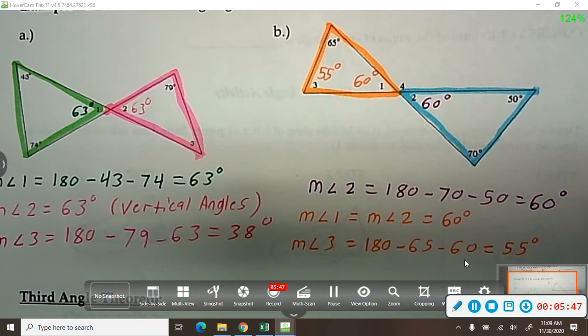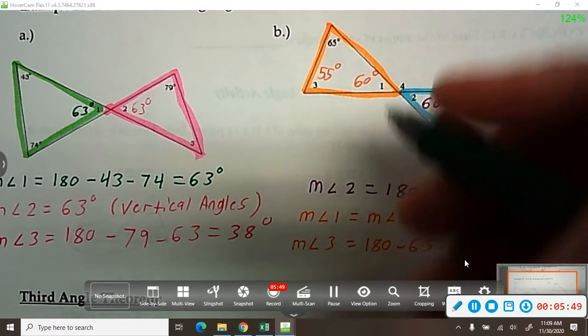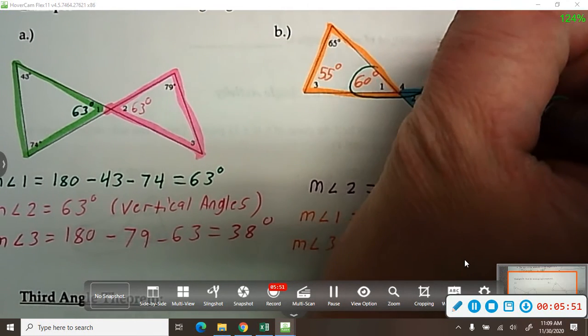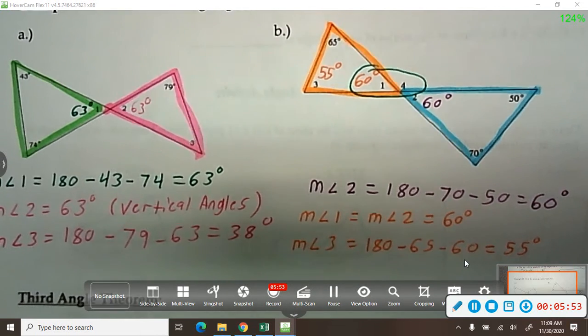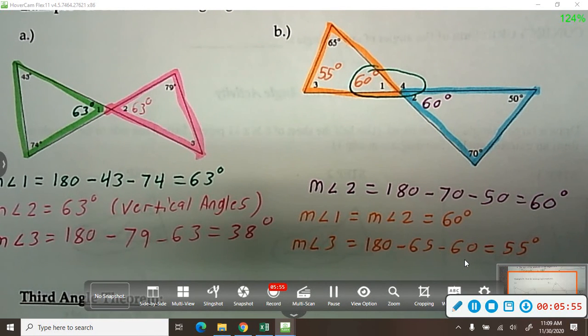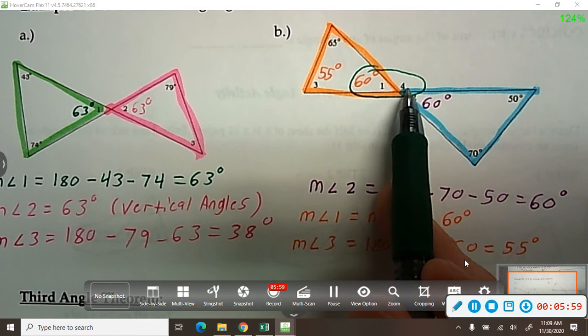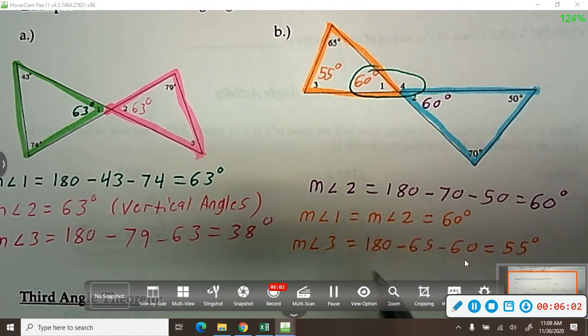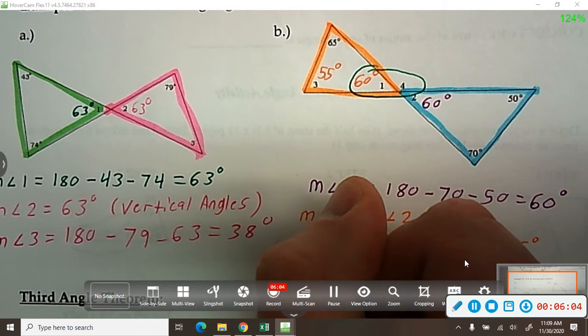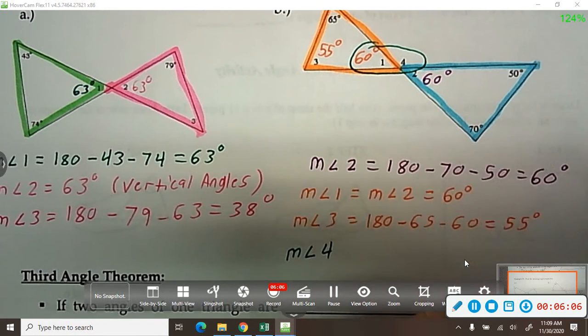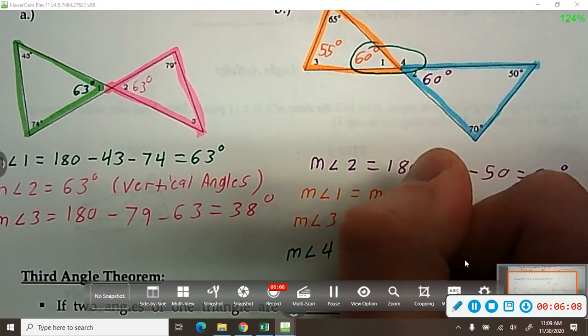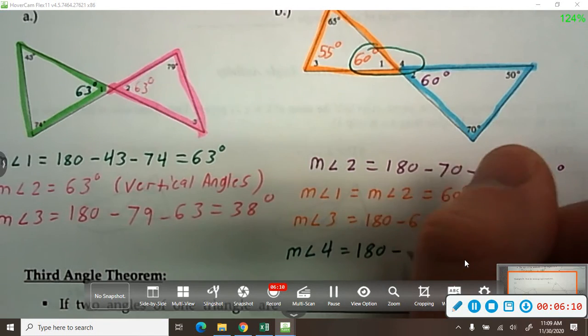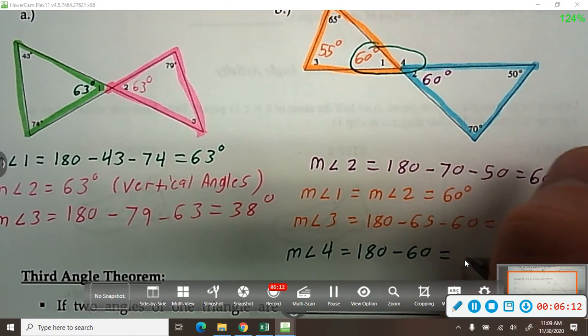And then angle 4, these two angles are on a line, so we call those linear pairs. So I know that the measure of angle 1 plus the measure of angle 4 is also 180. So I'd say the measure of angle 4 is 180 minus 60, which is 120.